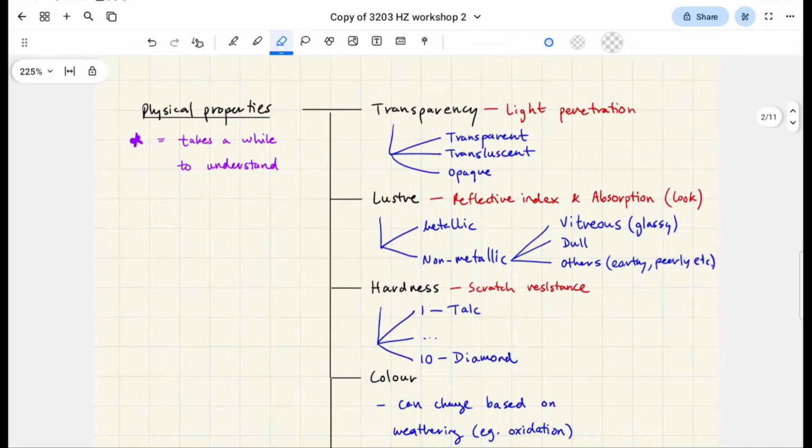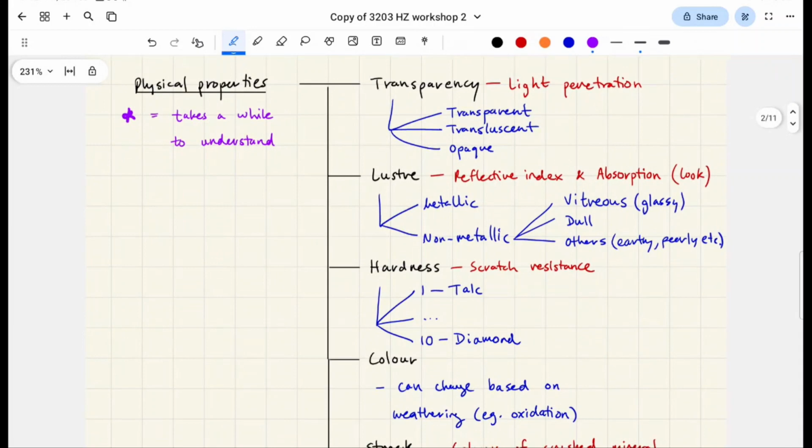Most of these physical properties are fairly straightforward. I'll mark down the ones that might take a bit longer to understand. Transparency: if you've ever used Photoshop, opacity is how see-through something is, so that's to do with light penetration. Luster has a few things to understand. In terms of how it actually works, it's to do with the refractive index and the absorption of your rock. But there are general, broad classifications that rocks are grouped into.